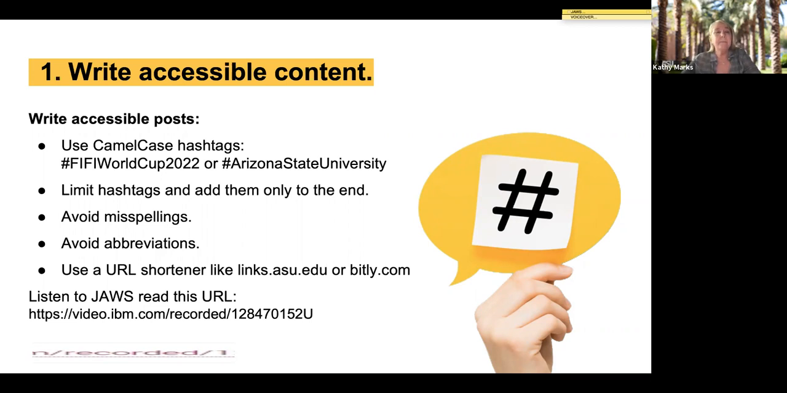For instance, in these cases, you would write in all caps FIFA, and then capital World, capital Cup 2022 for FIFA World Cup 2022. Or you would do hashtag initial capital Arizona, initial capital State, and initial capital University. That way screen readers will more accurately read hashtags as individual words rather than one long word mushed together.